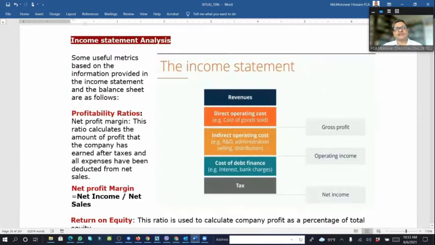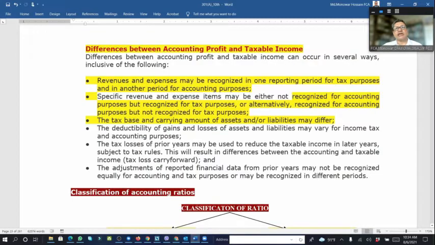and the income statement, and we discussed why the financial statement is important for the tax authority, the difference between accounting profit and taxable profit, and ratio analysis, a few items, etc. Now we have a few math problems here.